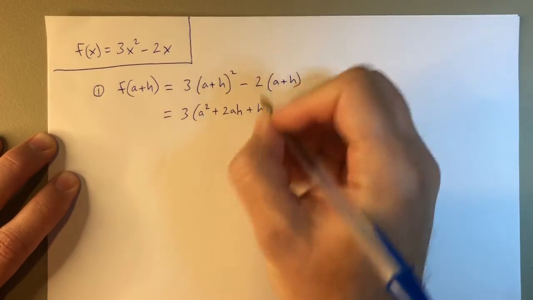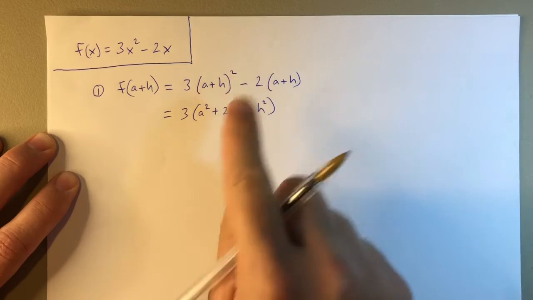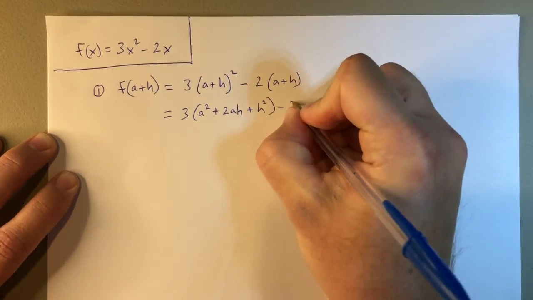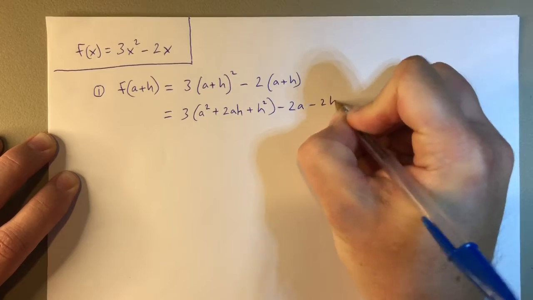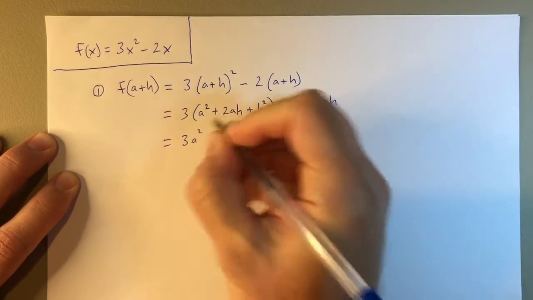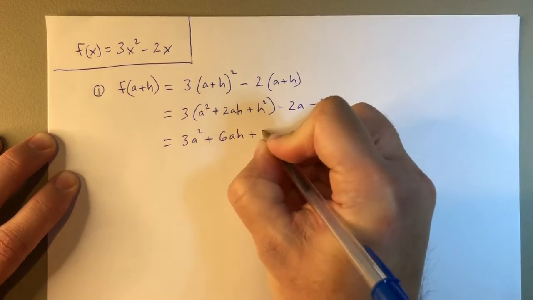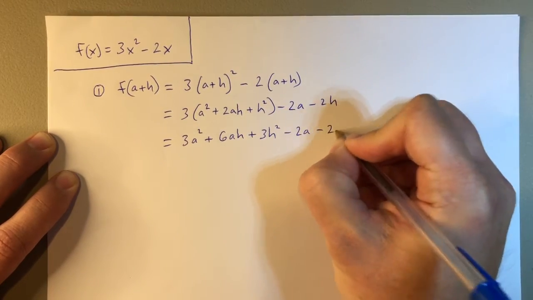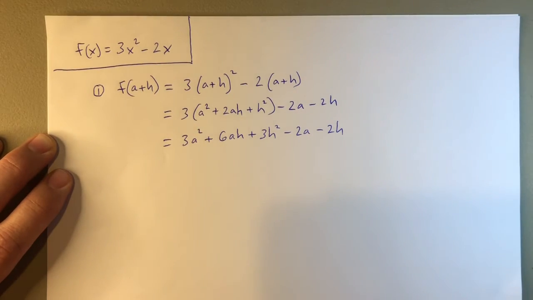Squaring this binomial gives us this trinomial. This quantity, a plus h squared, will always be equal to a squared plus 2ah plus h squared. Then I'm going to be distributing the negative 2 through this quantity, so you get this. And then lastly here, let's go ahead and distribute the 3 through. And so this is step 1 of 3. We just determined the value of f of a plus h.